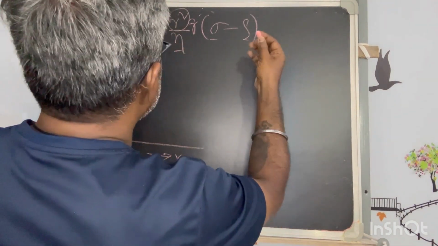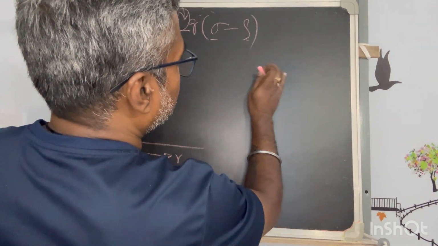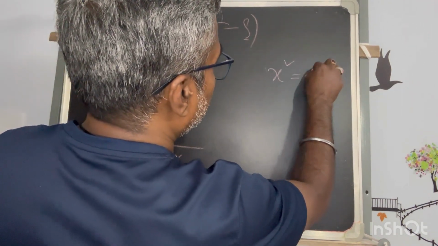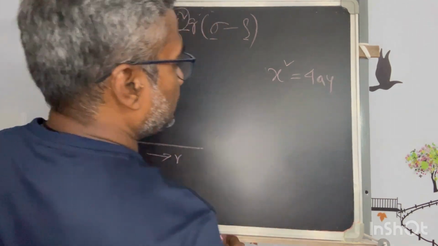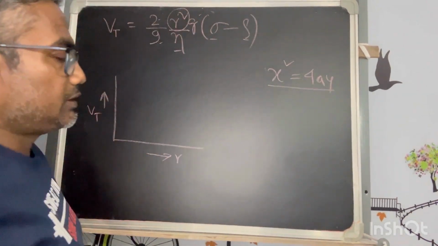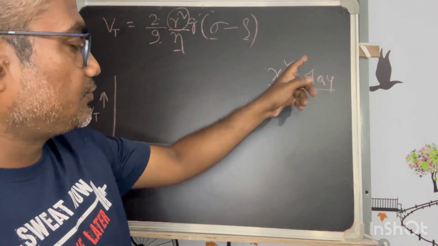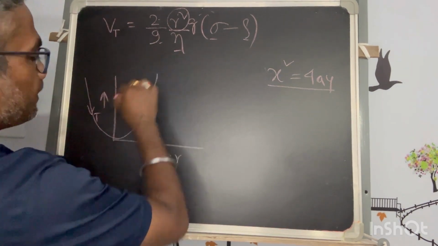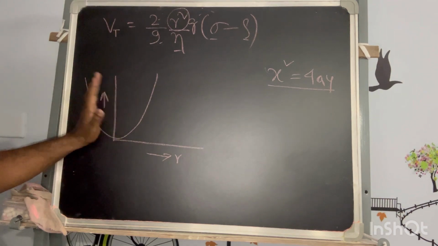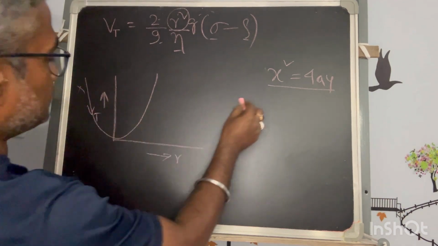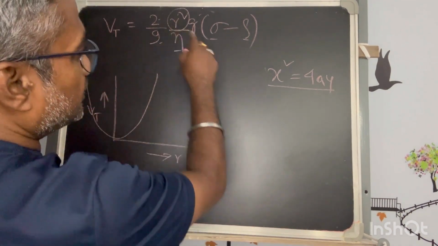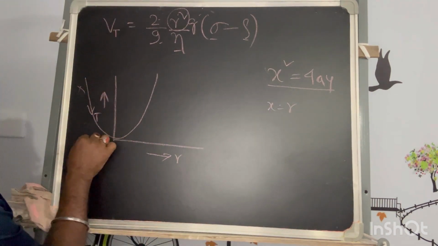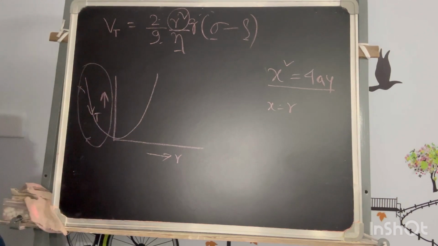So this is something like x square is equal to 4ay, a kind of parabola. If you have learned the parabolic equation x square is equal to 4ay, the parabola is something like this. Now this part of the curve can be neglected, because in the practical situation, what is x here? x is equal to r, the radius. So radius cannot be negative, and this part of the equation cannot be considered.